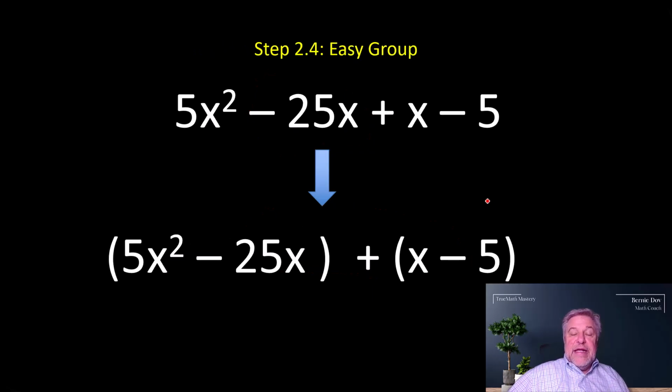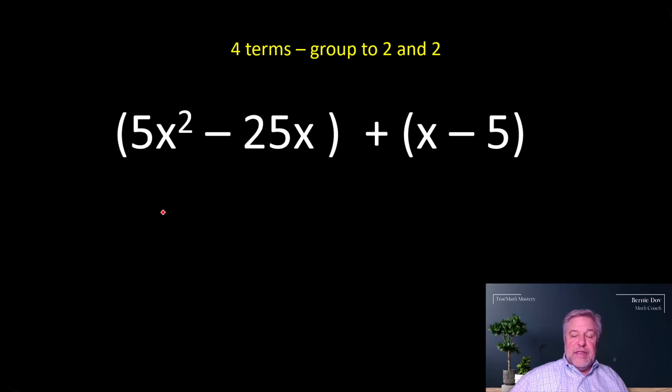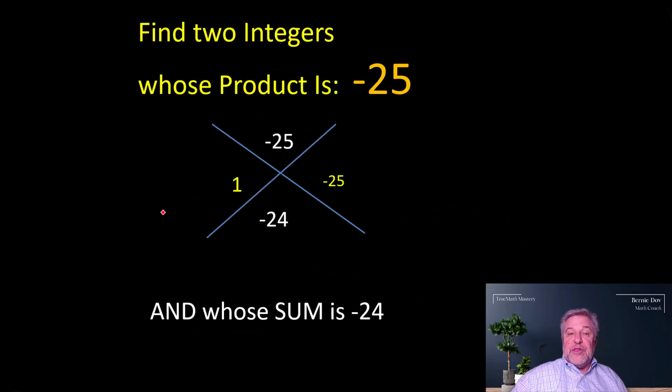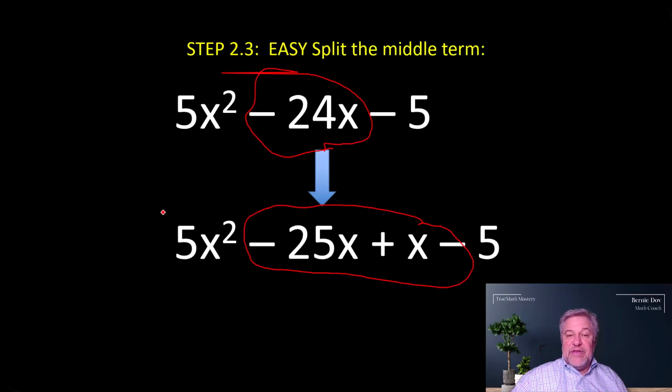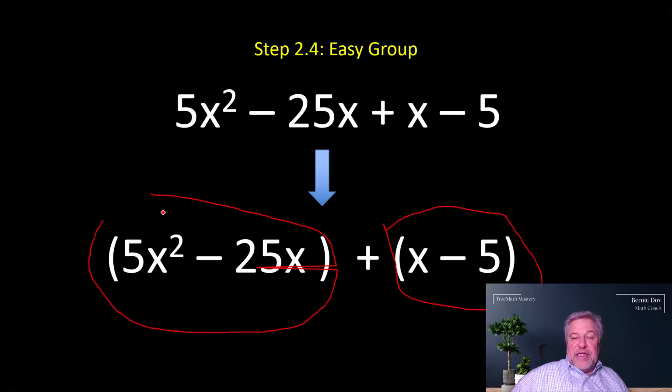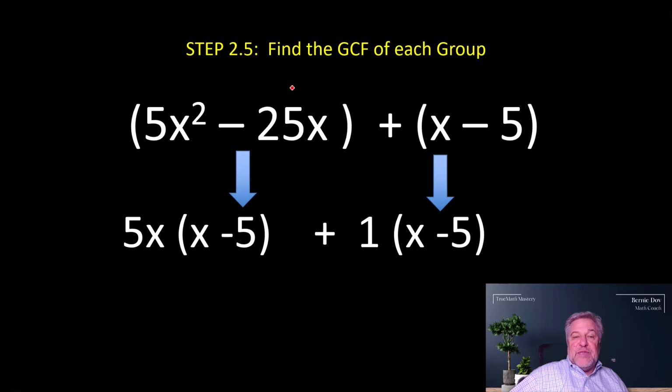So let's go forward. Now that we split them apart, we group them. Now we have 4 terms, and we group the two terms over here and two terms over here. And a magical thing happens. That was step 2.4. Remember, step 2.1 was the complicated step, the puzzle of finding these two numbers. Step 2.3 is to split the middle term into 2 terms. Now that we split that term, we group them into 2 terms, and now we can factor out each of these 2 groups.